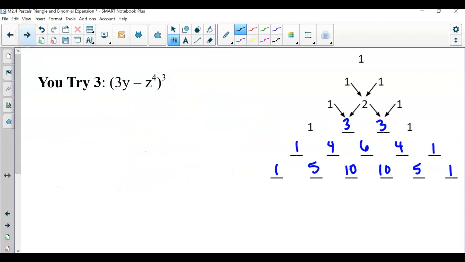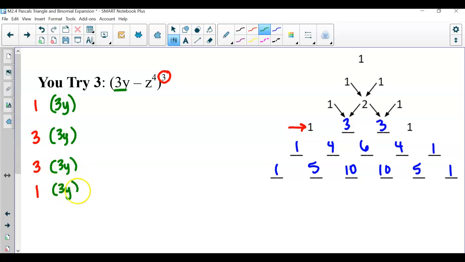So now pause the video and try this one on your own. Now let's see how you did here. So using the exponent on the out, we're again using 1, 3, 3, 1 as our coefficients. So 1, 3, 3, and 1. Then list out the terms. So that is a positive 3y. So 3y, keep it together.